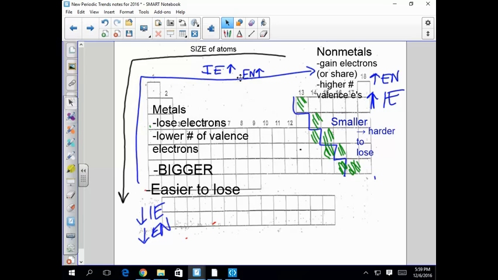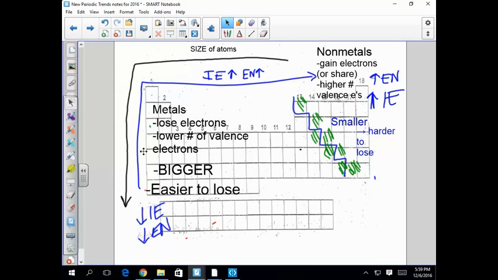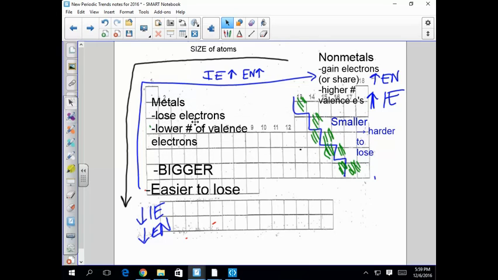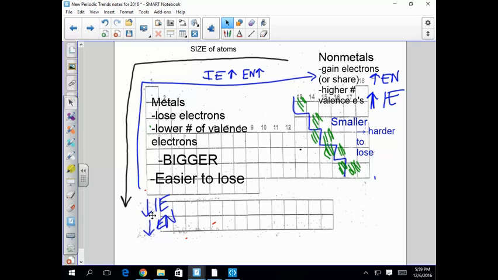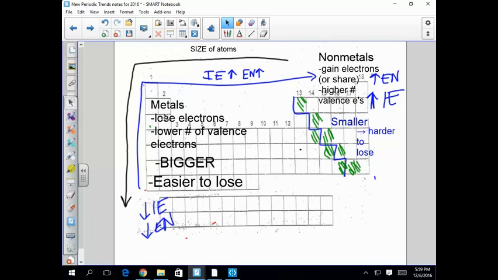They increase as you go over to the right, which is opposite of the size trend. Size is largest to the left and down. So the nonmetals have higher electronegativity and higher ionization energy. They don't want to lose; it's harder to lose. But the metals that want to lose electrons have a lower valence number. They're bigger in size, and they're easier to lose. They have low ionization energy and low electronegativity. So I hope you're able to get these written down on your periodic table. We're going to use this a lot and get into charges of ions very shortly with this chart as well.